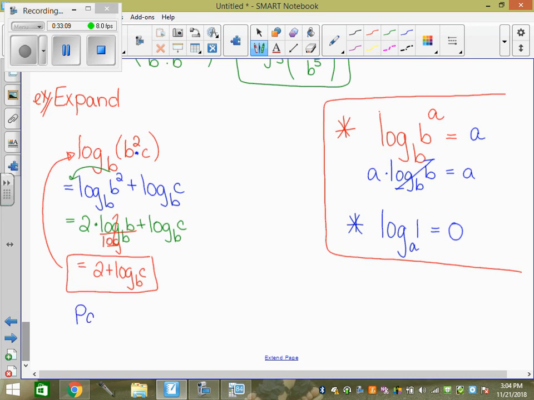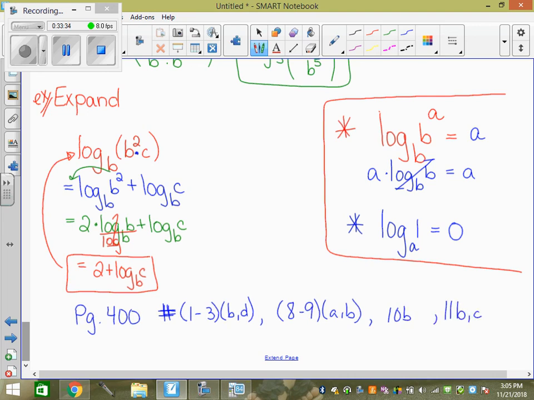And this is your homework. Page 400. It's on PowerSchool in the description because it couldn't fit in the actual abbreviation. So 1 to 3, BD for 1 to 3. 8 to 9, AB. 10B, 11BC. And the conversion one, which is page 367, number 10. So that's solving exponentials that you can't do by common base, but you have to do algebraically.